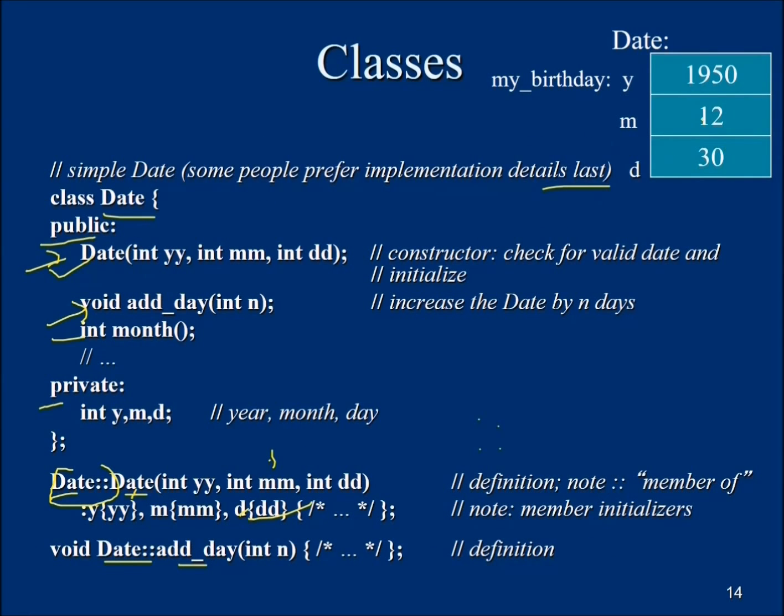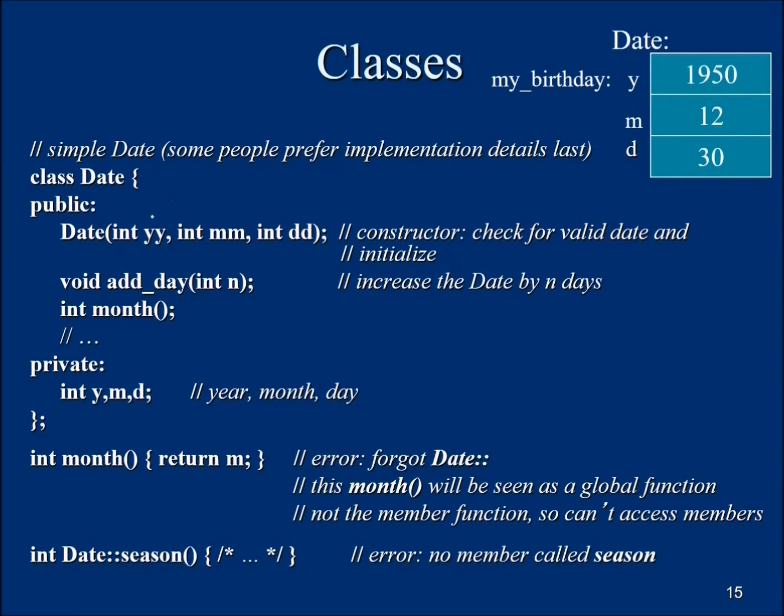As you see, there are various things changing here. This is again a Date class. You have defined public for Date. This is a constructor function, and your month. And this is private. So if you want this function int month, there will be a problem. Return m. This is the implementation, because you have to use the double colon and write the class name here. That means you have to write Date here. Otherwise this month will be seen as a global function.